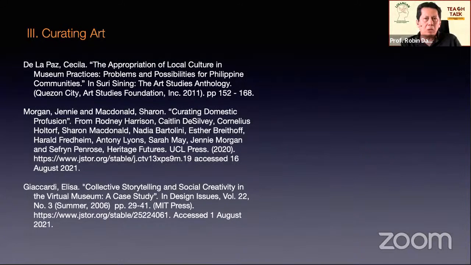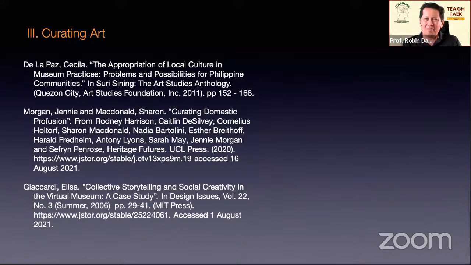Now, one of the activities that falls under that is curation. Curation is one of those very, very popular terms. Everything now is curated. Your Spotify playlists are curated for you. Your menus are curated by your chef. Your movies are curated by film critics, by film festivals. Everyone is a curator. So I try to have students, especially during this pandemic, say, okay, you have artworks, let's try and curate them.